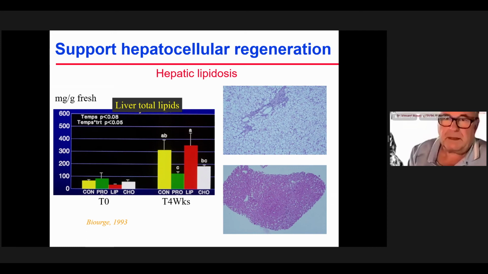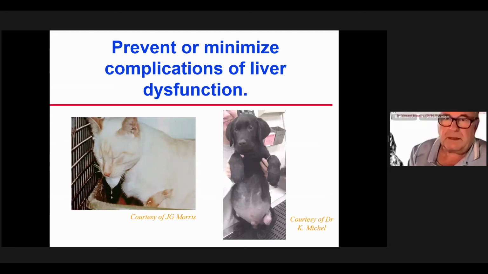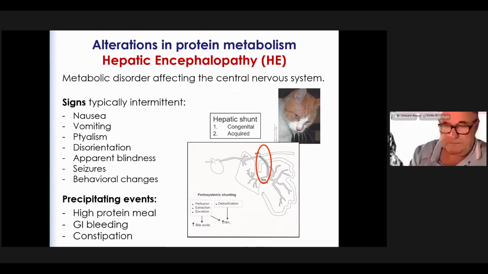Next step now, to prevent and minimize the complications associated with liver dysfunction. And again, we mostly mean here hepatic encephalopathy and ascites. And I would even say we really focus on hepatic encephalopathy because ascites is not a very common presentation. So what is hepatic encephalopathy? It is a metabolic disorder that will affect the central nervous system.